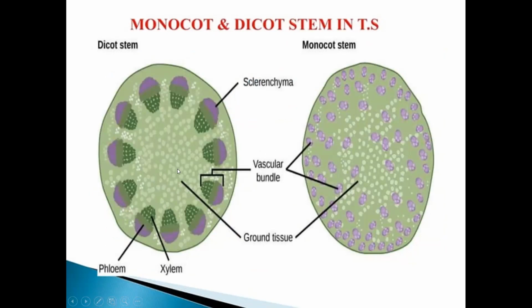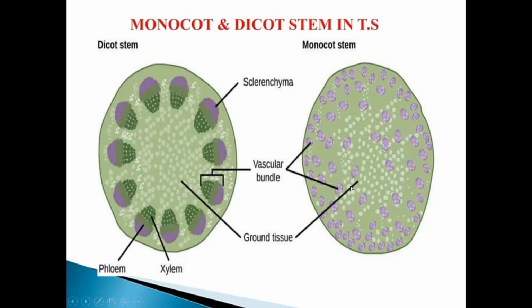Each one of these is a vascular bundle. Here many vascular bundles are present. In the monocot stem, for example, 1, 2, 3, 4, 5, 6, 7, 8, 9, 10, 11, 12 vascular bundles are present, and they are scattered in the ground tissue. This is the difference between the dicot stem and the monocot stem. In the dicot stem, vascular bundles are arranged in a ring, whereas in the monocot stem, they are scattered in the ground tissue.